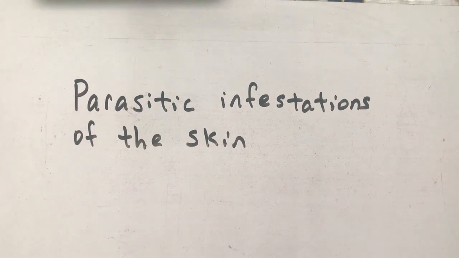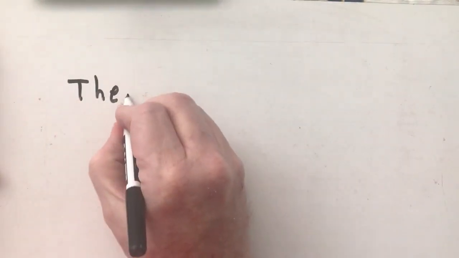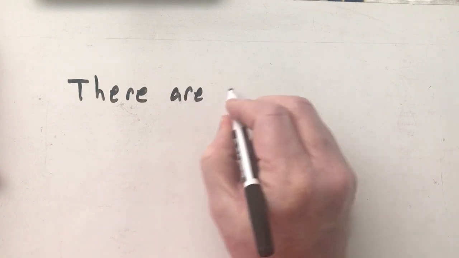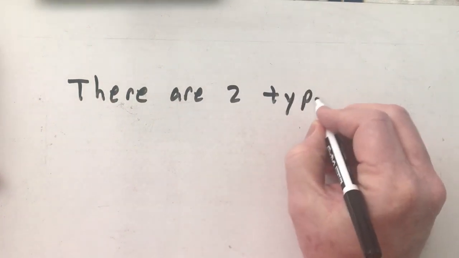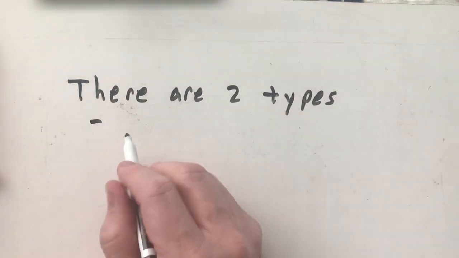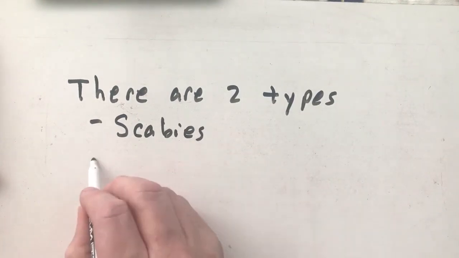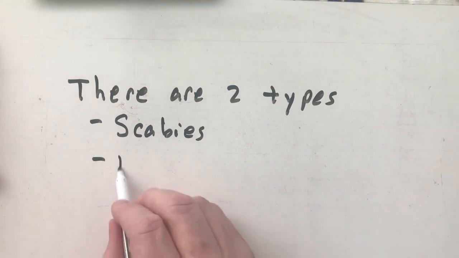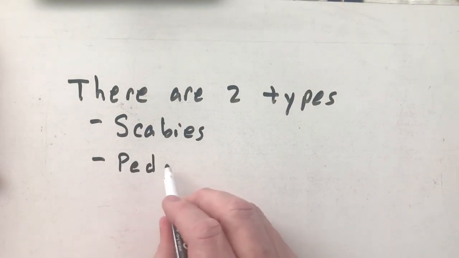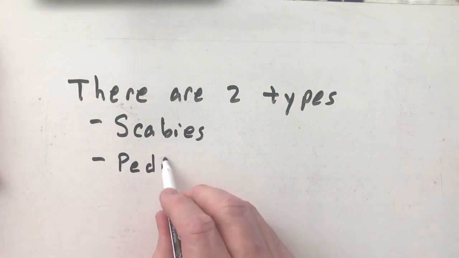Okay, so next thing we're going to be talking about is parasitic infestations of the skin. There are two types that we're going to talk about here. The first one we're going to talk about is scabies. And then we will talk about pediculosis, which is lice, and that's going to be in a different video.